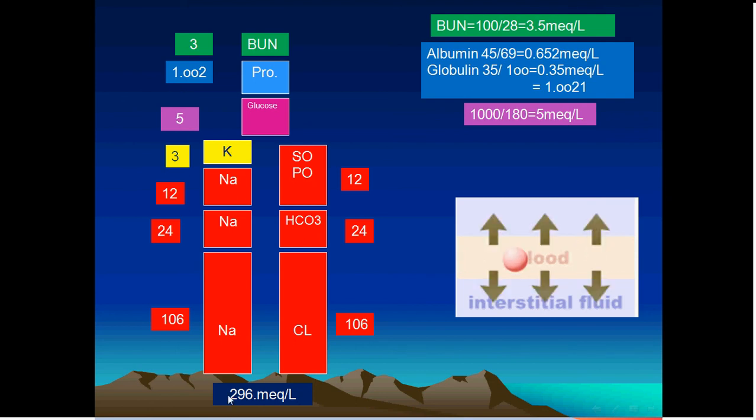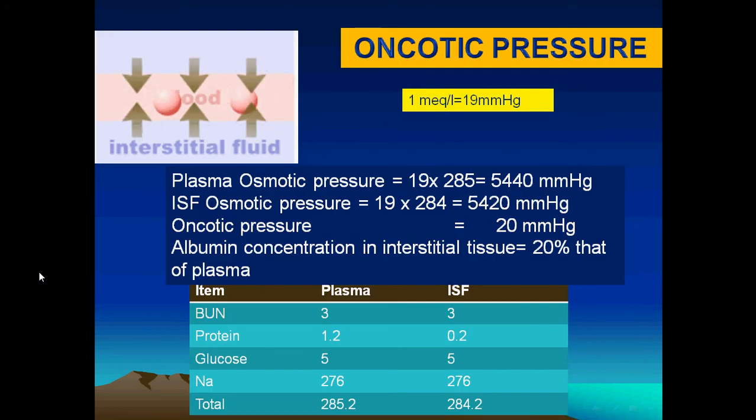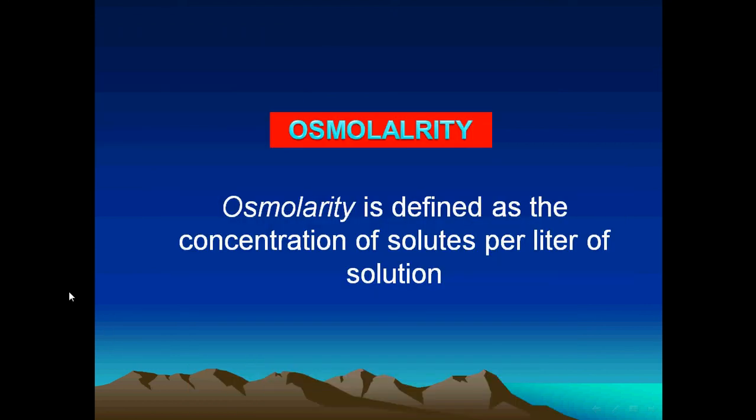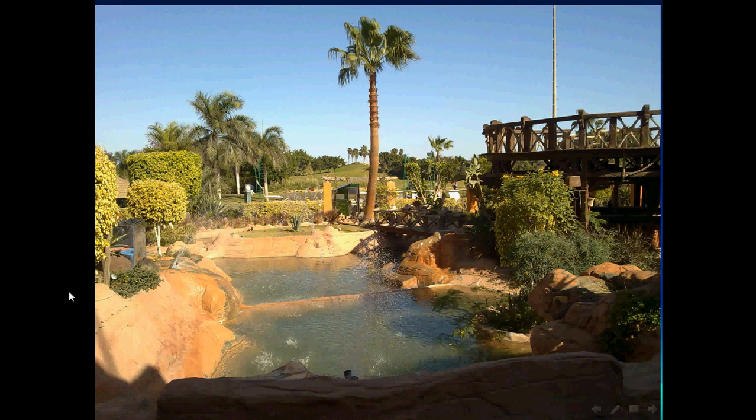When you sum them up, it's about 300, and you multiply by the coefficient factor. In this case, you will get the normal value. We have mentioned before that the plasma osmotic pressure is about 5,440, and that of the interstitial fluid, the extracellular fluid, is about 5,420. The difference is 20 millimeter mercury. This is oncotic pressure, due to the protein of the plasma being more than that of the interstitial tissues by about 1 milliequivalent. So osmolarity is defined as the concentration of solutes per liter of solution. And thank you very much.